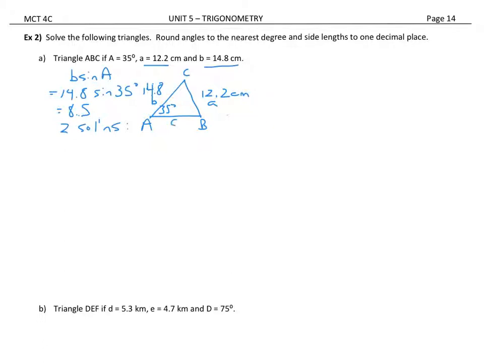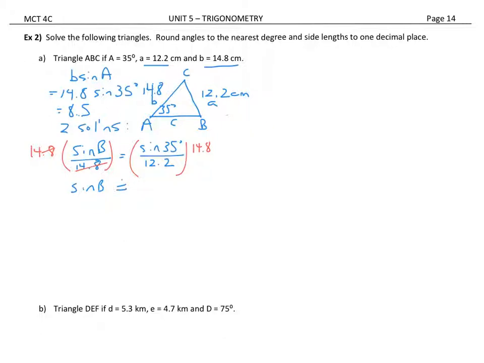Okay, so we set up our sine law. I'm going to solve for angle B, so I'm going to put the sine of angle B on the top, divided by side B, which is 14.8, and that's going to equal the sine of angle A, which is 35 degrees, divided by side A, which is 12.2. Now, to get sine B by itself, I'm going to multiply both sides by 14.8. Now, that undoes it on the left side, leaving us with just sine B.